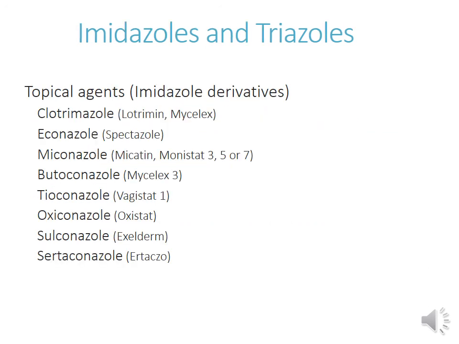Okay, then you have a lot of topical agents. These are going to be your imidazole derivatives. A lot of these are going to be used for topical purposes only. So certainly things like clotrimazole, miconazole, you can see the brand names here, things like Vagistatin and Lotrimin. They're very common OTC products. You guys, I'm sure, have heard of many of these before.